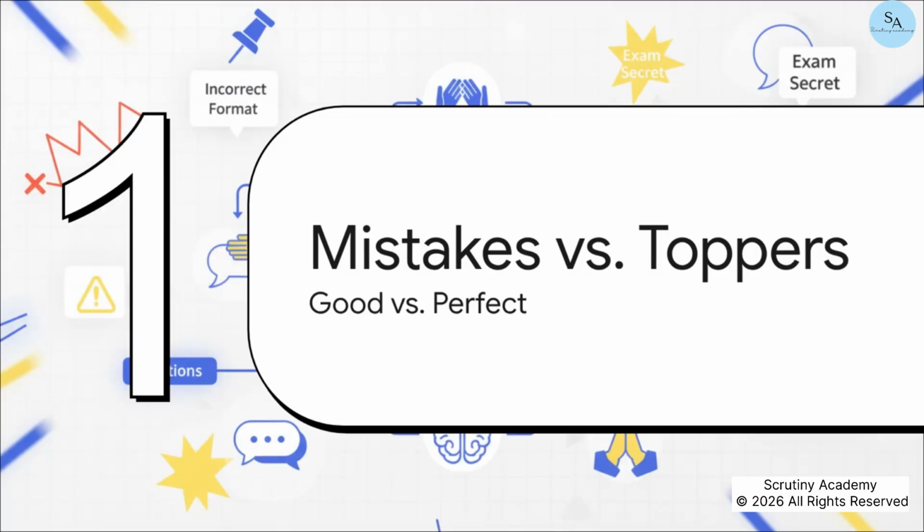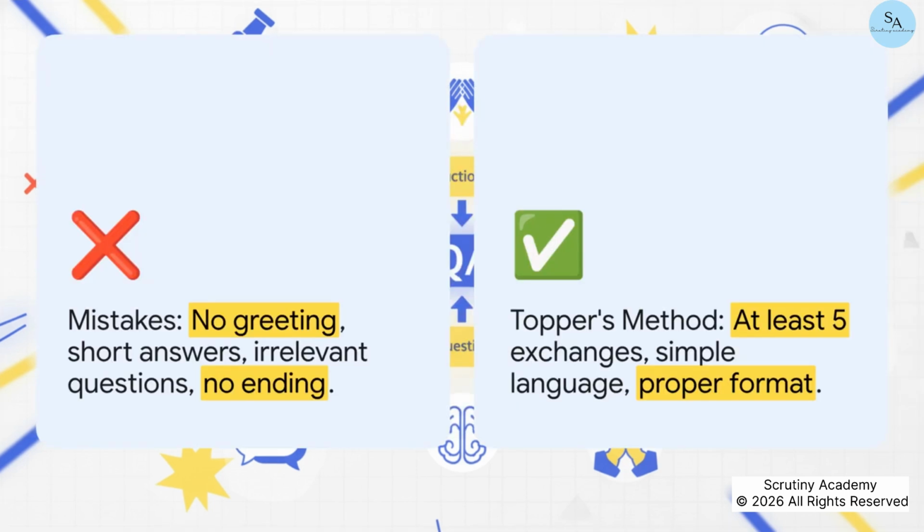Okay, so you know the formula, but what's the real difference between a good answer and a perfect full mark answer? It's all about avoiding some super common mistakes and using the same methods as the highest scoring students. So the crucial point is this: avoid these mistakes like the plague. Skipping the greeting, giving one-word answers, asking weird random questions, or just stopping without a closing. Instead, do what the toppers do. Write at least 5 exchanges, use simple, natural language, and always use the proper format: name, colon, then the dialogue.